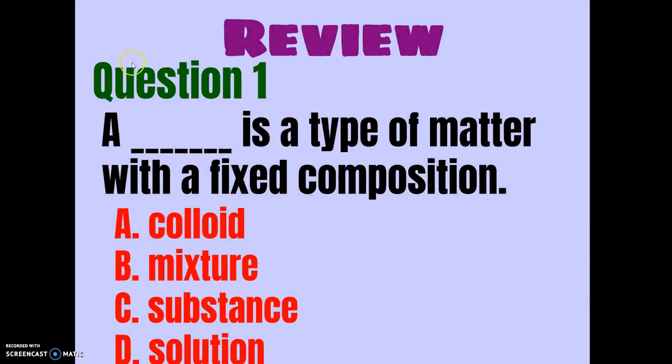So let's review. Question 1. A blank is a type of matter with a fixed composition. Is it colloid, mixture, substance, or solution? What do you think? It is a substance. So substances are elements and compounds. Basically, if you change the arrangement of atoms, it's no longer the same thing. I can take pizza and change it in different ways and still get pizza. I can take Kool-Aid and add more sugar and still have Kool-Aid. But a substance you cannot change.